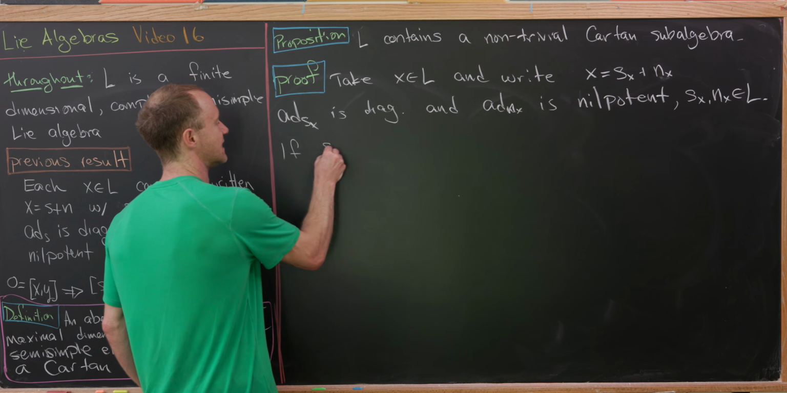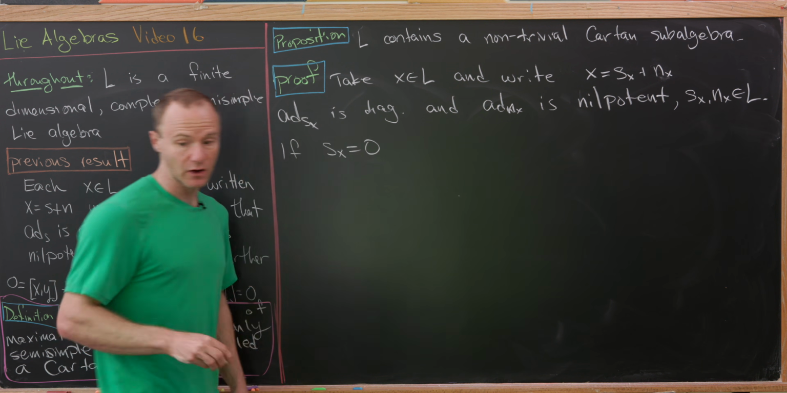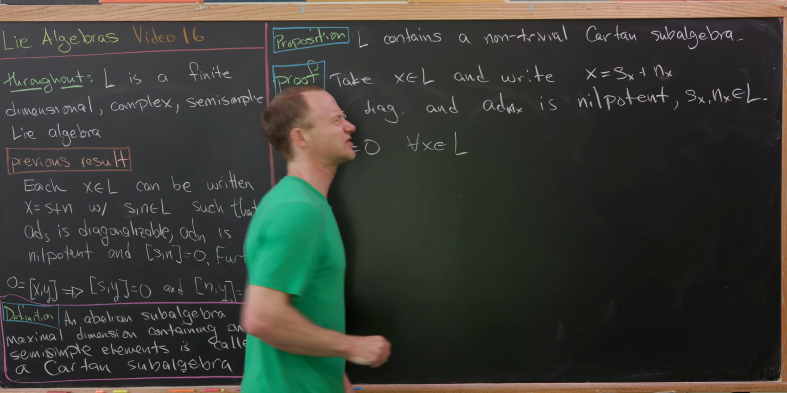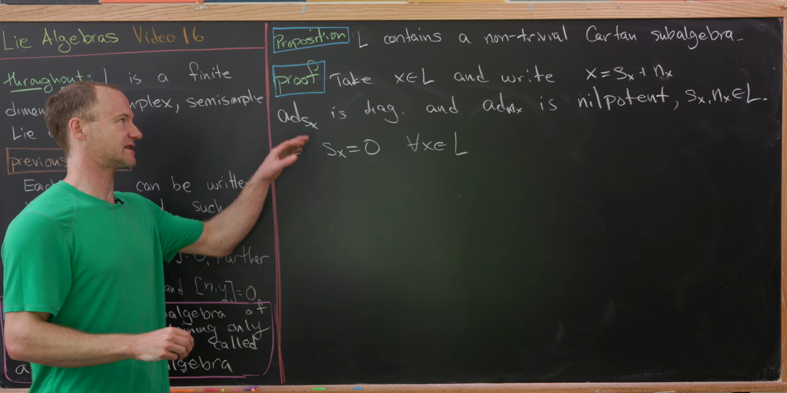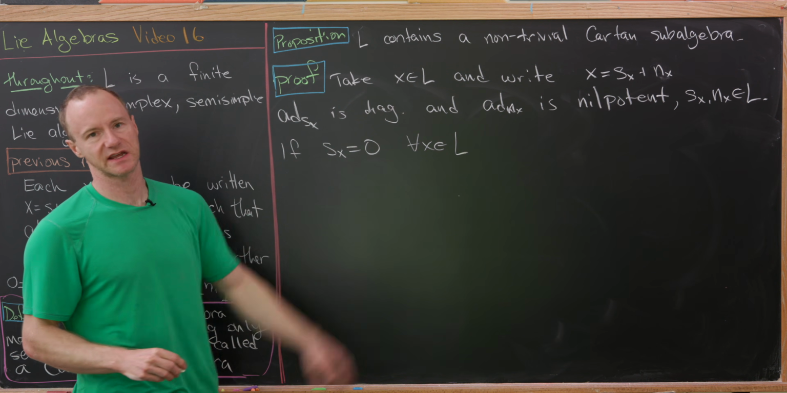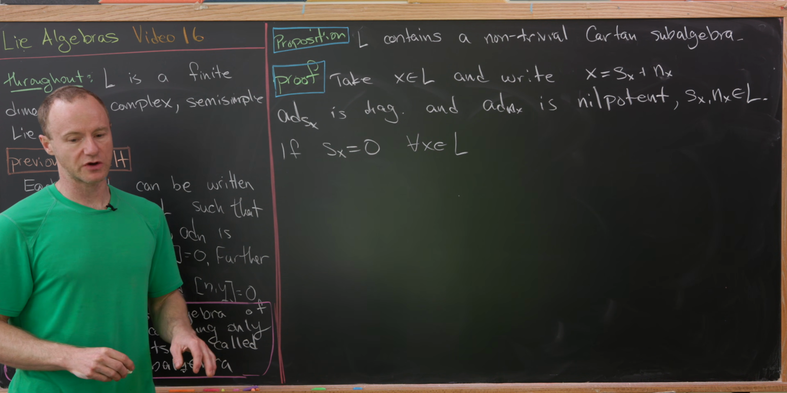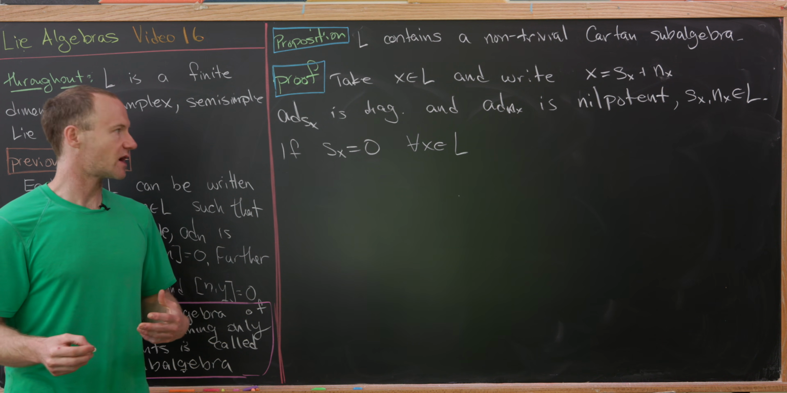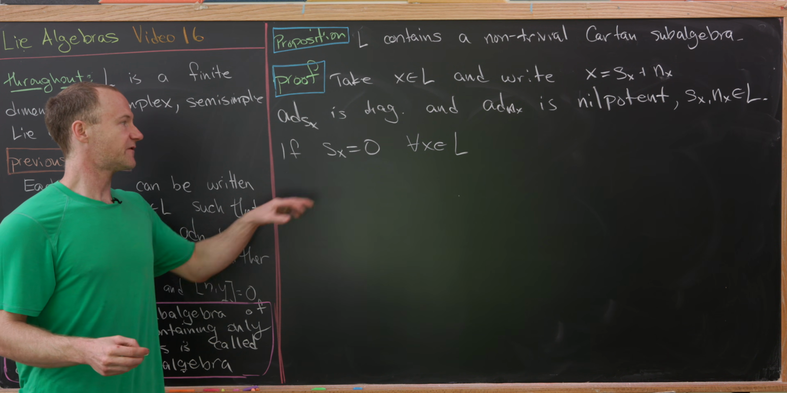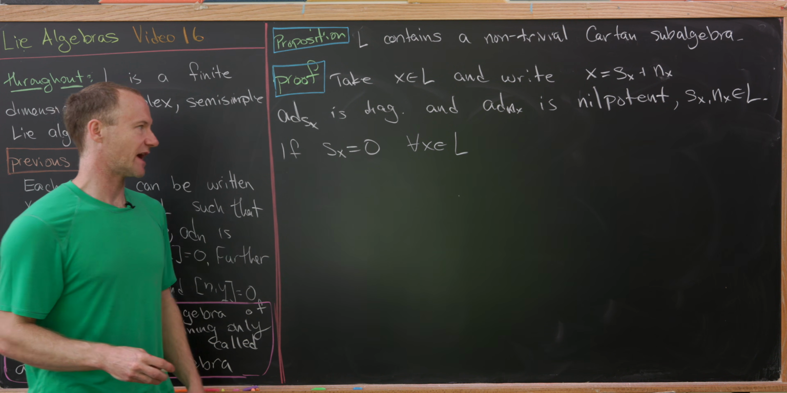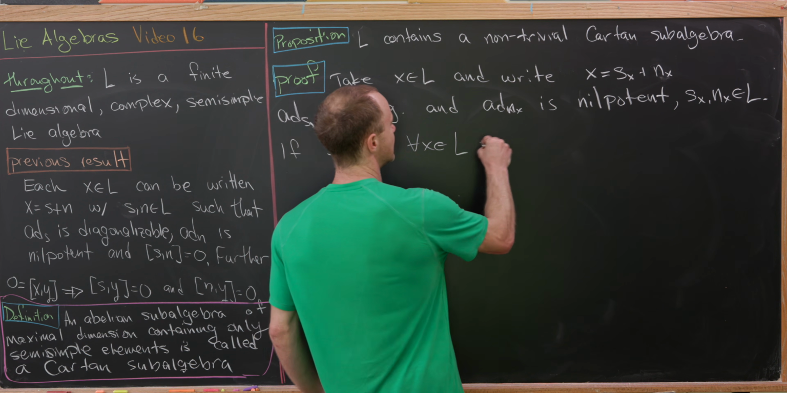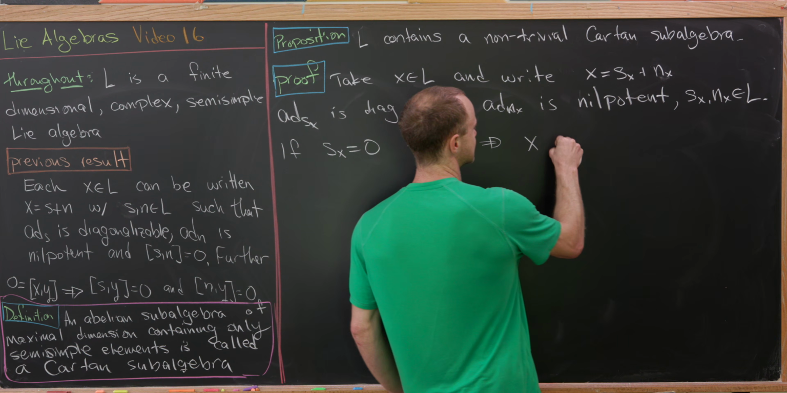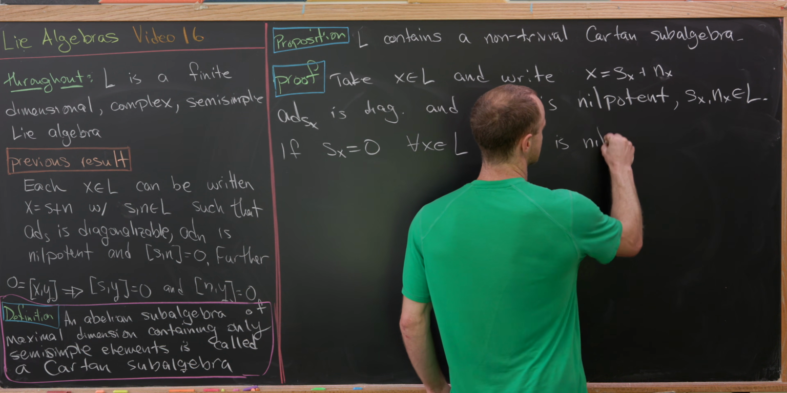Let's notice that if s sub x is equal to 0 for all x in L, I should say we're not going to show that this s sub x is non-zero for an arbitrary one. We're going to show that there exists one that is non-zero. And we'll do that by contradiction. So if all of the s sub x's are equal to 0, then what does that mean? That means that x is nilpotent.